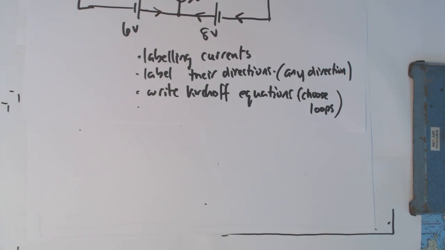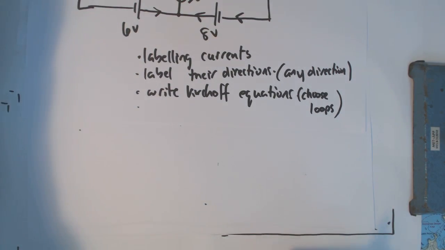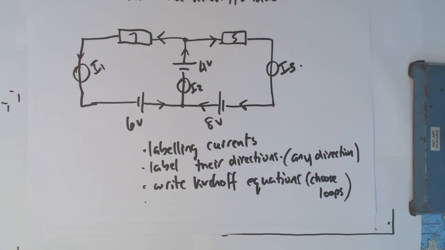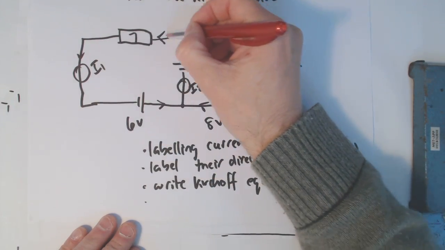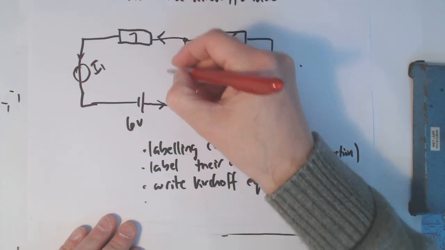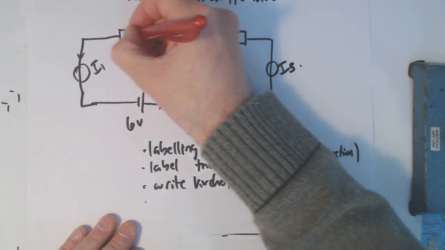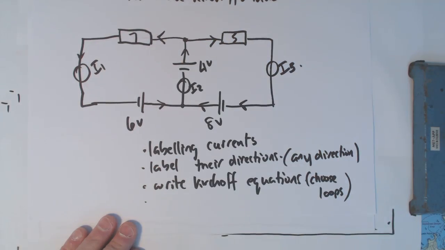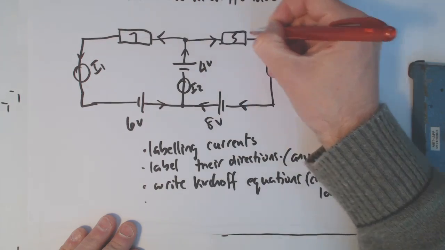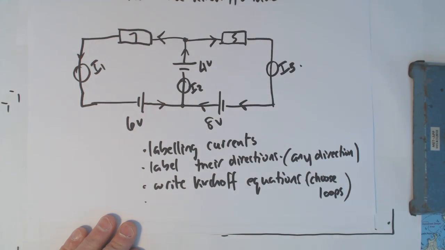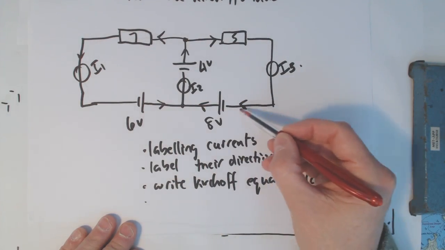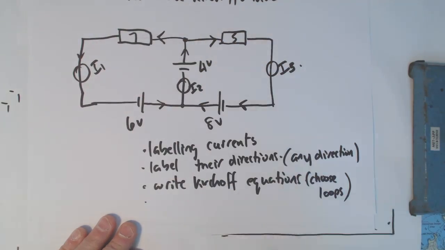And so I've got to decide a loop. I'll bring this back down. For me, I always start on a battery. So I've got this loop on the left. We could call that going from the 6 all the way back to the 6 this way loop 1. We could go from the 8 all the way back to the 8, that could be loop 2. Or we could go from the 6 all the way through the 8. So there'd be 3 loops here.